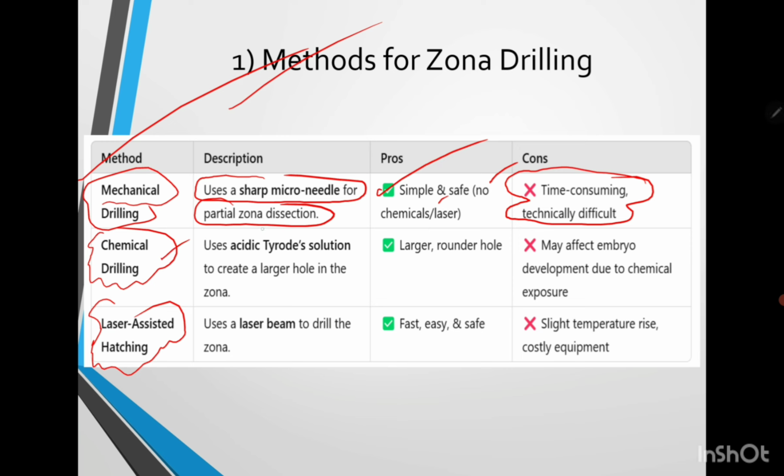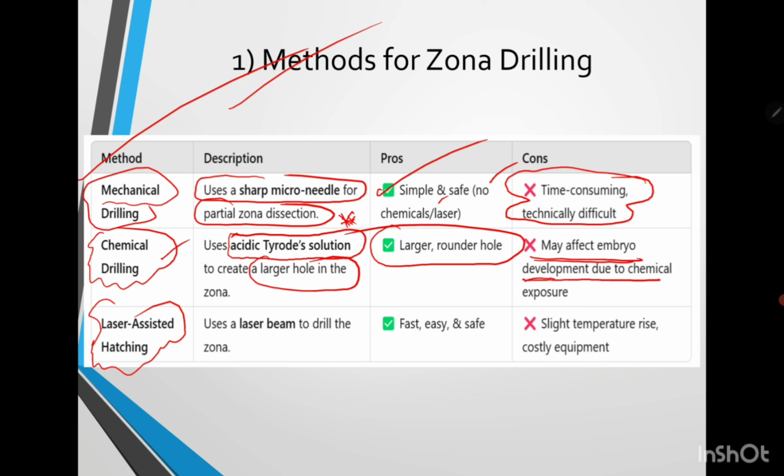Then chemical drilling. What chemical are you using? Acidic Tyrode's solution. Very, very important question they can ask: what is the chemical used for zona drilling? Zona drilling uses acidic Tyrode's solution to create a large hole in the zona pellucida. This is a larger, rounder hole. The cons are that it may affect embryo development due to chemical exposure.